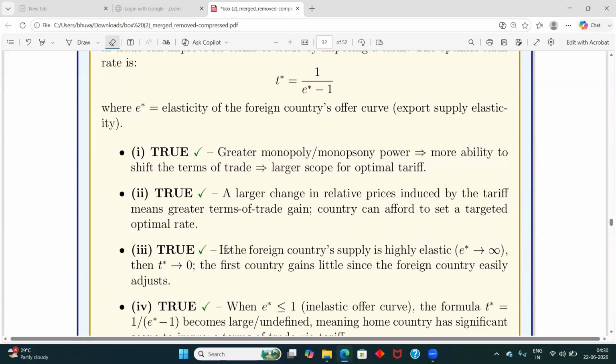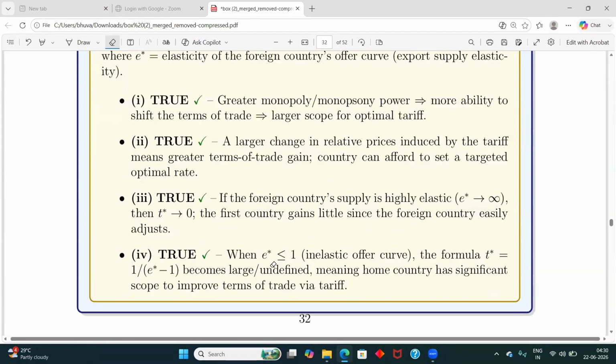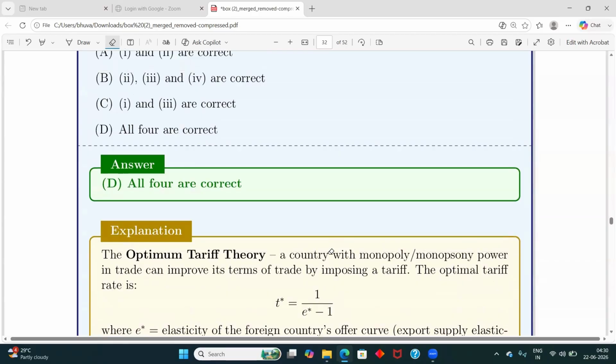Third: if the foreign country's supply is highly elastic, E star tends to infinity, then T star is equal to 0. The first country gains little since the foreign country easily adjusts. Fourth is also true. E star less than or equal to 1 is an inelastic offer curve. The formula T star equals 1 by (E star minus 1) becomes large divided by undefined, meaning the home country has significant scope to improve terms of trade by tariff. So the correct option is D, all are correct.